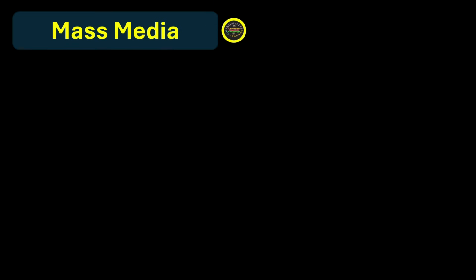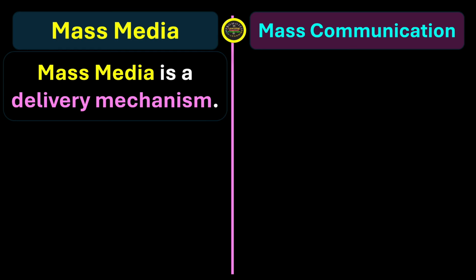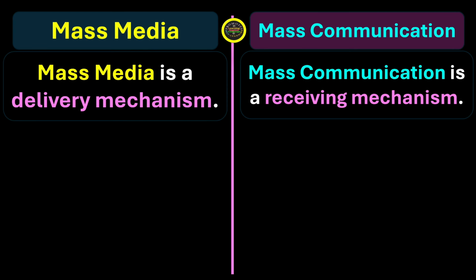We continue our discussion about the difference between mass media and mass communication. Mass media is a delivery mechanism. It delivers the message. It is a way to reach the audience, whereas mass communication is a receiving mechanism. It helps people receive something, gain something, acquire something in terms of the message.